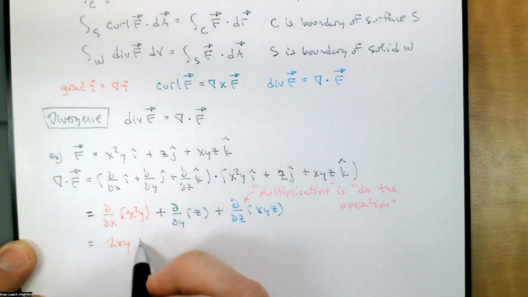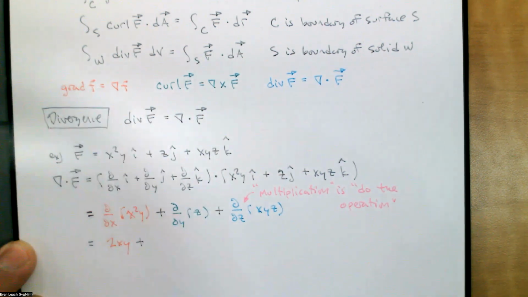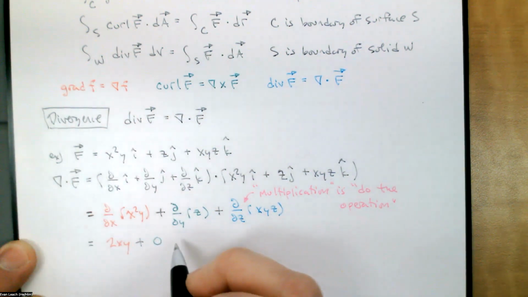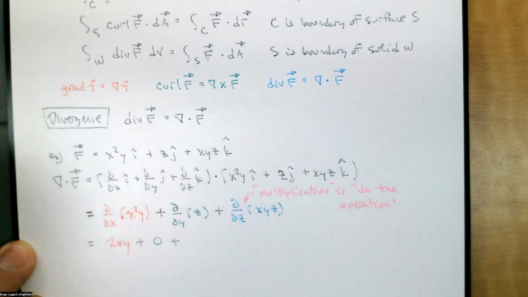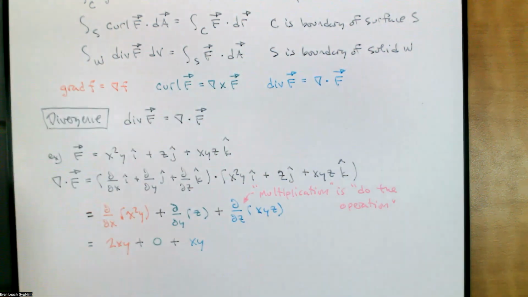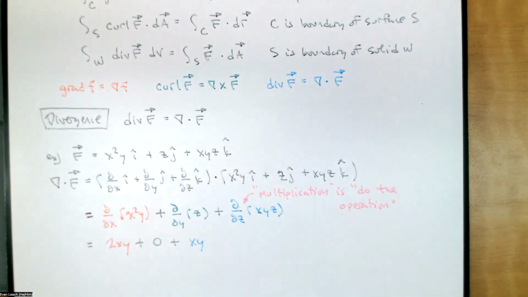The partial with respect to y of just plain old z is 0. And the partial of xyz with respect to z is xy. No more i, j, and k because we're doing a dot product. We're going to end up with a scalar. Here is our scalar function, 3xy.